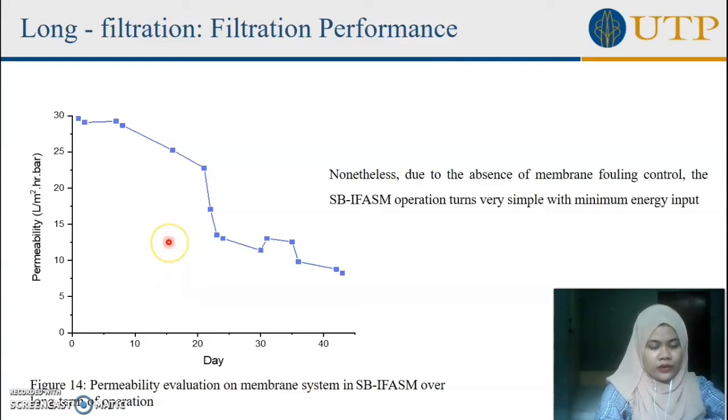And the permeability readings are also influenced by the applied pressure and also the nature of the feed. Nonetheless, due to the absence of membrane fouling control, the SB-IFASM operation turns out to be very simple with minimum energy input.